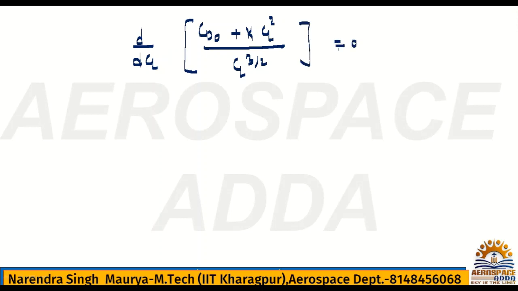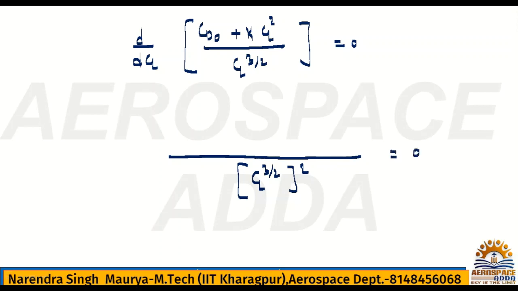Yes or no? Simple mathematics only. You need to perform this. What will you get? In the denominator you write CL to power 3 by 2, whole square. There should not be any confusion about it. And the right side is 0. Take the first denominator, CL to power 3 by 2, then the numerator derivative. The derivative of CD naught is 0, plus K, and the derivative of CL square is 2CL.